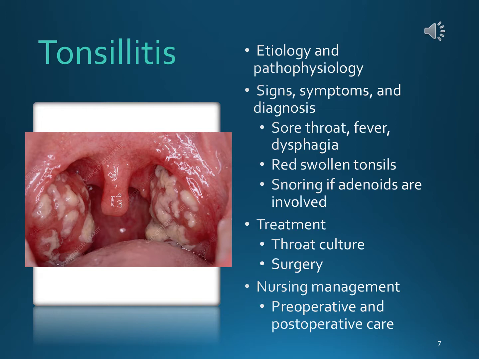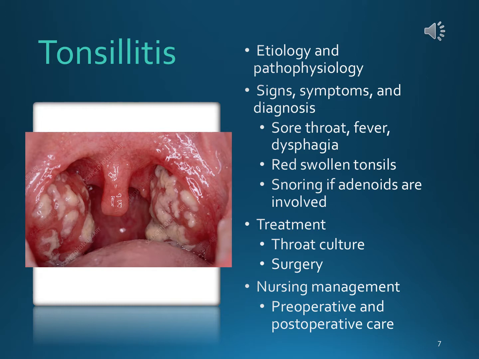People will come in with a sore throat, fever, severe dysphagia. Their tonsils will be red and swollen and often have exudate, as is noted in this picture. They may be snoring if their adenoids are also swollen. Remember, adenoids are lymphatic tissue that are in back of your tonsils.